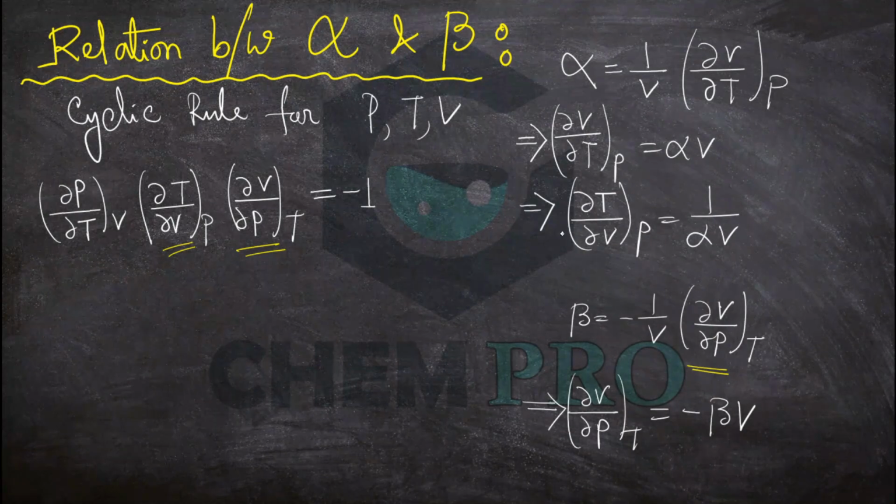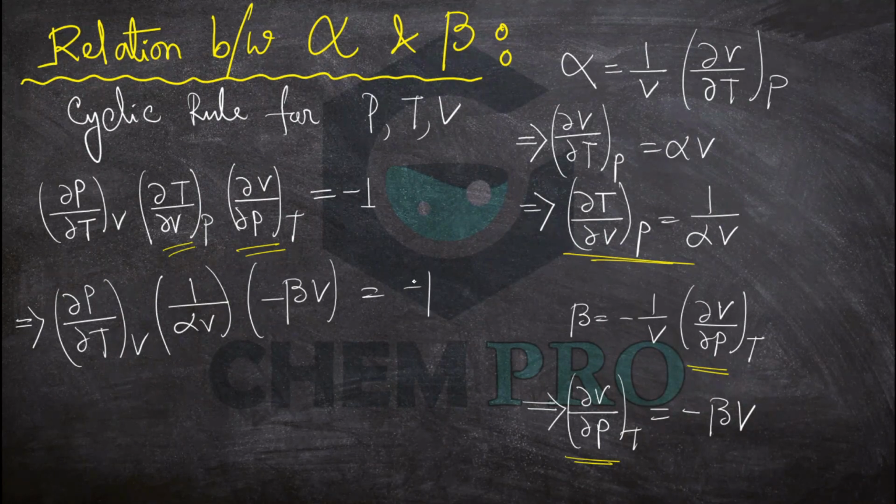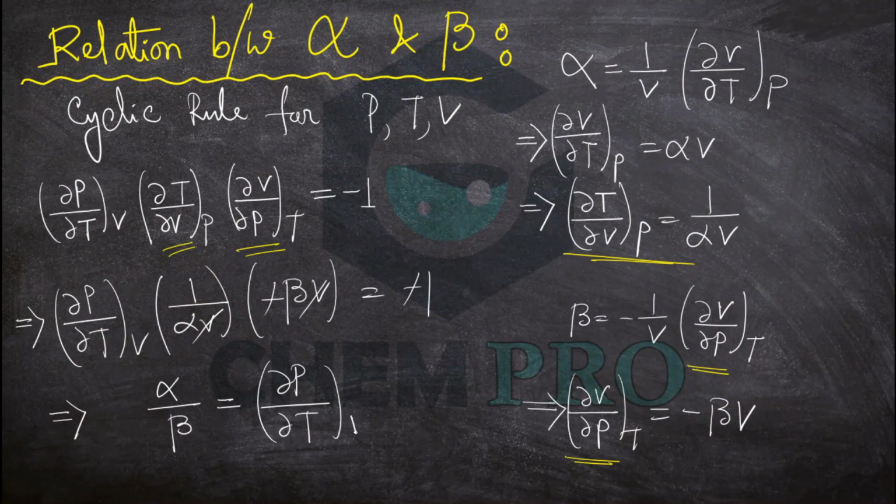Okay, so we will put this value and this value in the cyclic rule formula. So we can just write here that (del P by del T) at constant V into (1 by alpha V) into (minus beta V) equals -1. This minus and this minus will cancel out, and this volume and this volume will cancel out. Then we have the value of alpha by beta equals (del P by del T) at constant V.